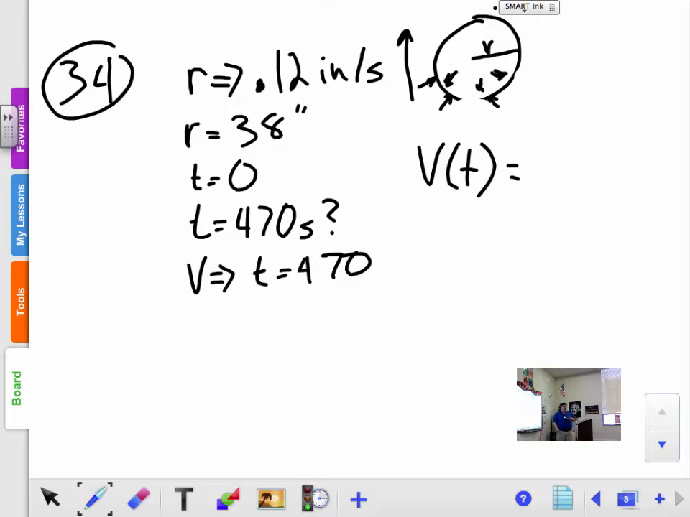Well, does anybody remember how to find the volume of a sphere? What's the formula? 4/3 pi r cubed. Very good. 4/3 pi r cubed. All right? So now it increases at a rate of 0.12. So now how would I do that? Which one of those options would work the best?